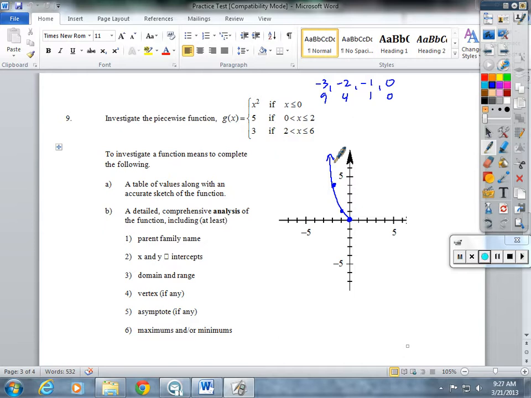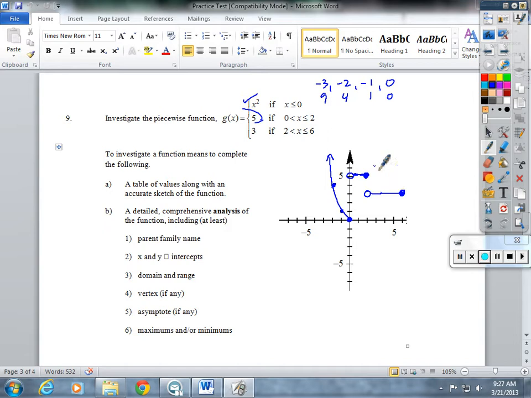Okay, that's the first piece. Second piece, g of x equals 5. That means y equals 5. That's a horizontal line between 0, not including, and 2. So I'm going to have an open circle here, and then a closed circle at 2, and a horizontal line. And then the last one, 3 between 2 and 6, not including 2. So that means now I'm going to have a horizontal line from here until 6, and it'll be a closed circle there, and a horizontal line connecting.